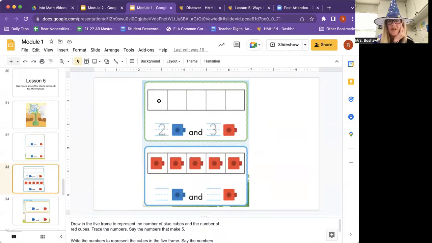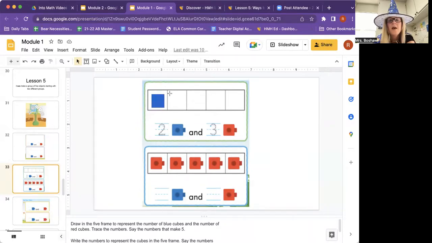Did you say because it has 5 squares? Let's count. 1, 2, 3, 4, 5. That's right. So how many blues am I going to do? What number is this? That is the number 2. So I am going to do 2 blue cubes.